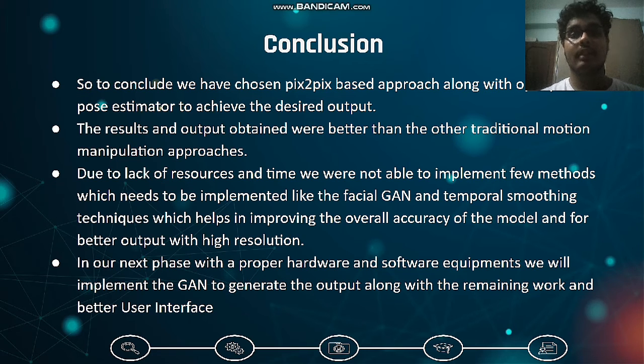And due to lack of resources and time, we were not able to implement a few methods which need to be implemented, like facial GAN and temporal smoothing, which might increase the overall accuracy and output of the generated video with a high resolution. In our next phase, with proper hardware and software equipment, we are implementing V2V GAN also, which is a video-to-video GAN, which generally produces a high resolution video, along with the remaining work.